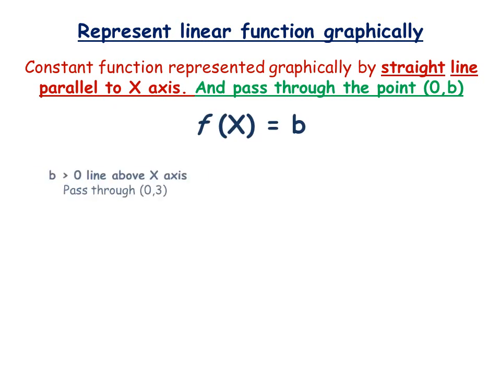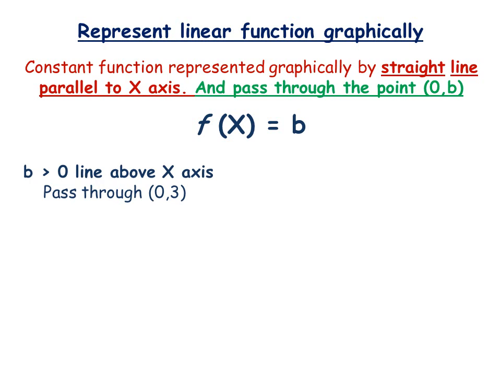Now, if I have f(x) equals b, if b is more than 0, whatever the value of x is, the image of x will be the same value, which is b. So when b equals a positive number, f(1) will be the positive number, f(2) positive number, f(3) positive number. To represent these three points, I will represent it by a straight line crossing the y-axis at the point (0, b), as we said before, and parallel to the x-axis.